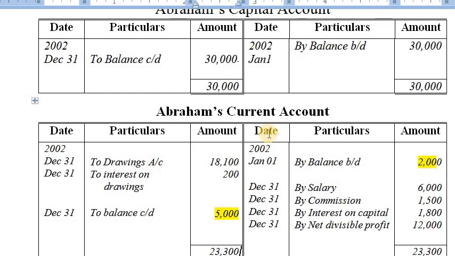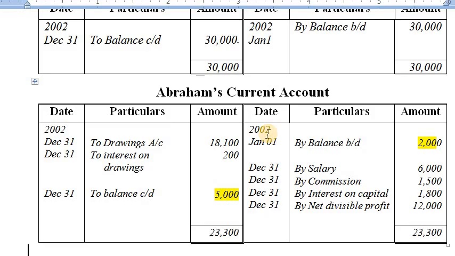I just wanted to show you how it works, because there is no question given there. So these are all imaginary numbers. So salary, commission, interest on capital, and net debits, all these things are normally credited to the current account.